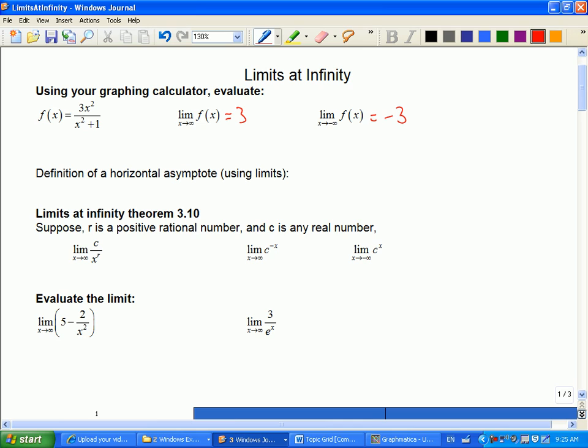So, of course, it's nice in calculus that there's a lot of visualizations of what we're doing, but we want to be able to figure out how to get that without needing a graphing calculator or a table of values to look at. So if we want to define a horizontal asymptote using limits, it looks like this.